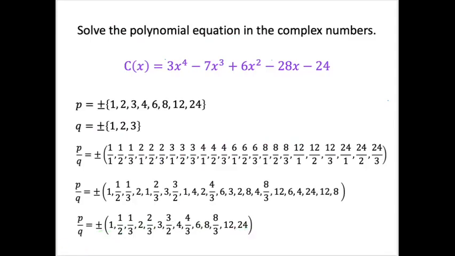The other caution here is that these are only going to help you find rational zeros. Numbers like pi or square root of 2 or square root of 3, those irrational numbers, aren't going to show up on here. But this still helps us to narrow down.